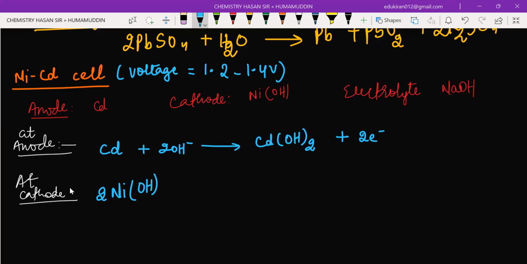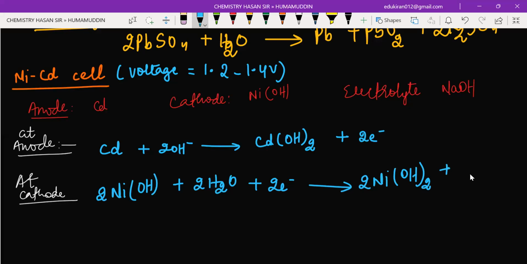Now you can see at cathode reduction takes place. So 2NiOOH plus 2H2O gains 2 electrons to give you 2Ni(OH)2 plus 2OH minus. Please do write this anode and cathode reaction. And if you want to write the net cell reaction for discharging, you need to just add as it is.